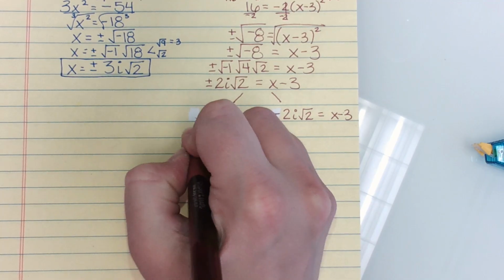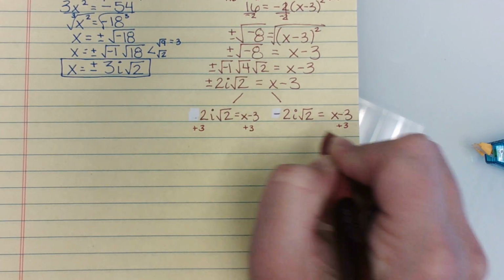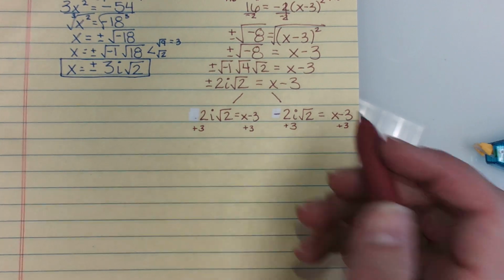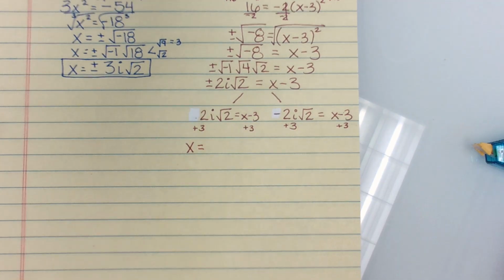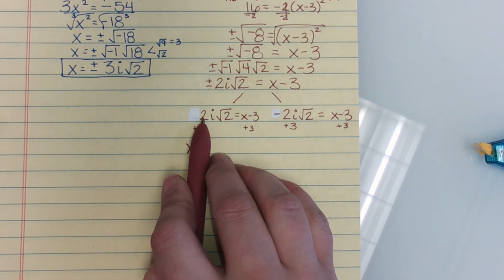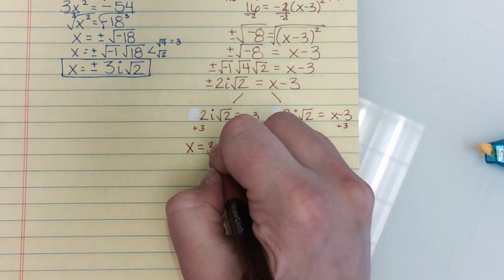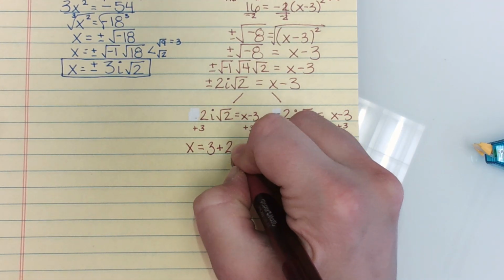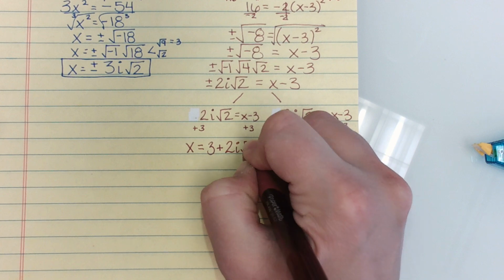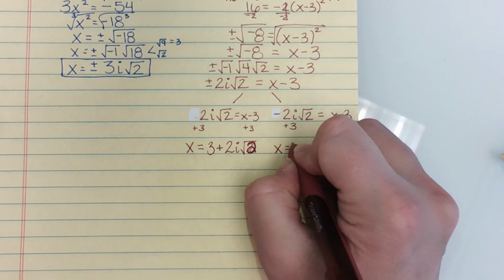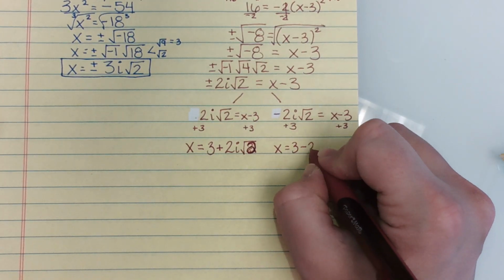Add 3 to both sides. I could do that in both equations. Are there like terms? No. Which means it just ends up having x is equal to, you can write it as 2i square root of 2 plus 3, but more commonly, they put the whole number first, and then they add the imaginary part. Or on this one, whole number first, 3, and since the imaginary part's negative, it's minus.